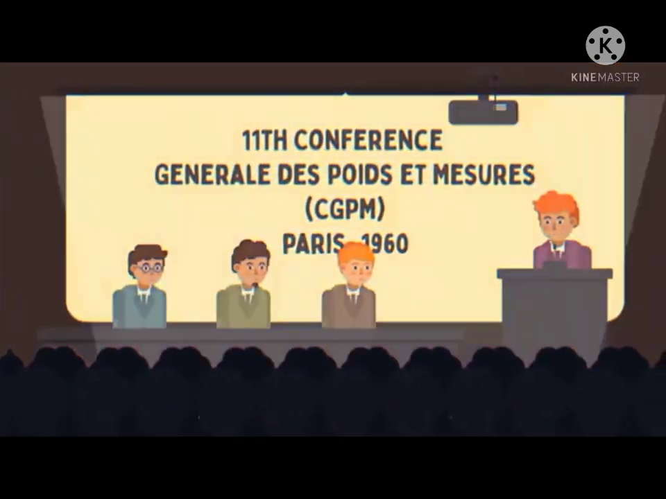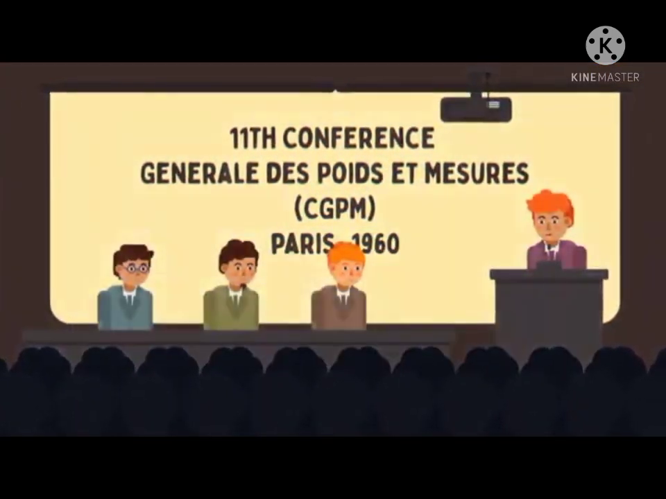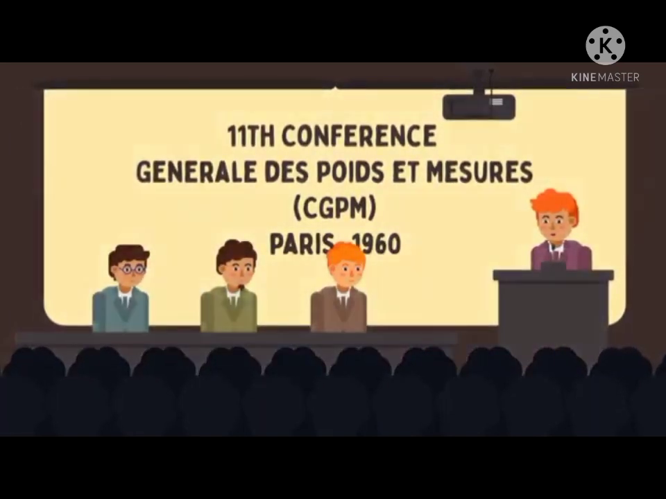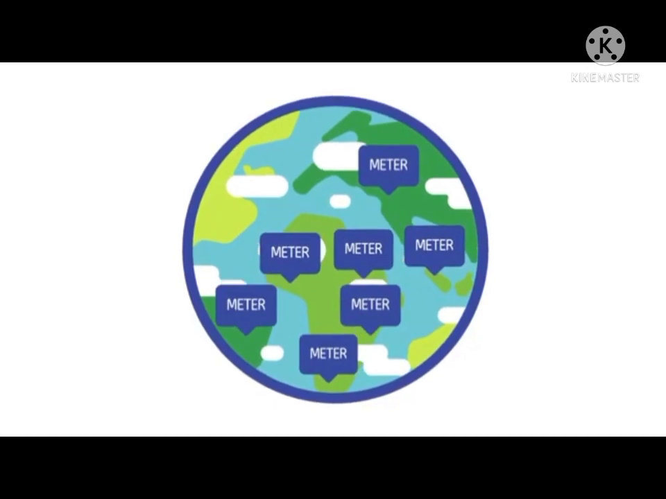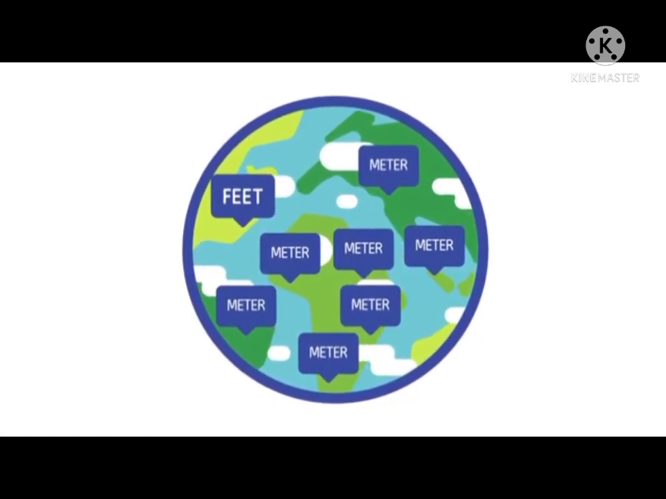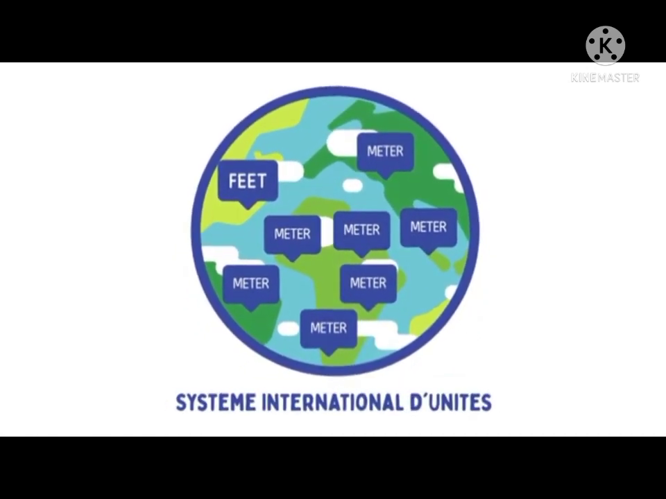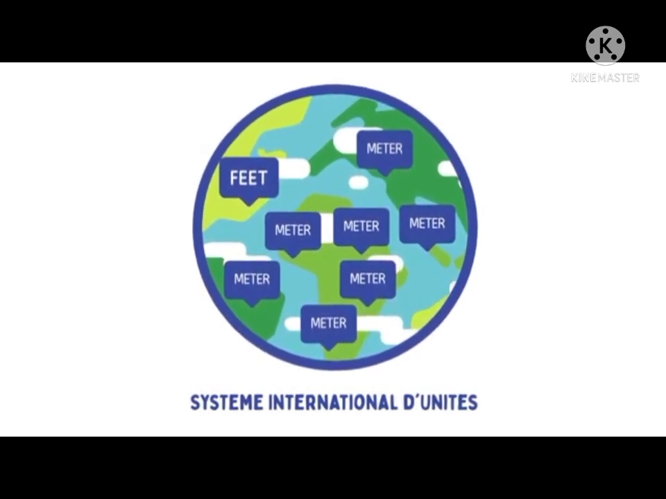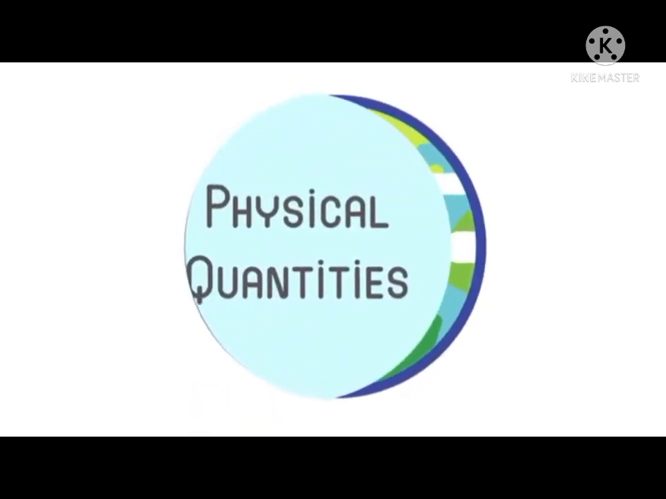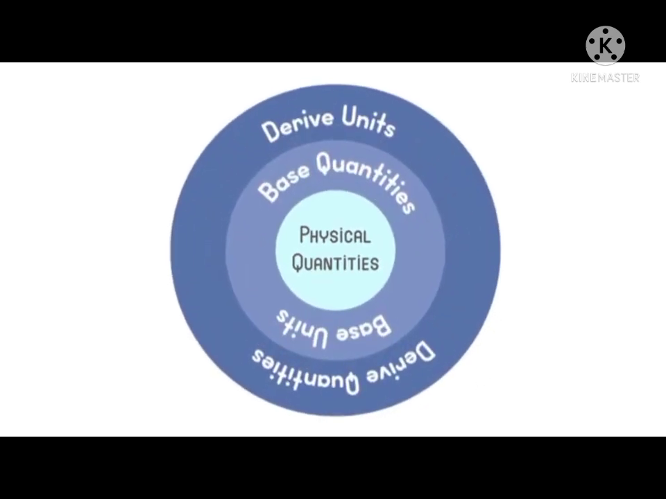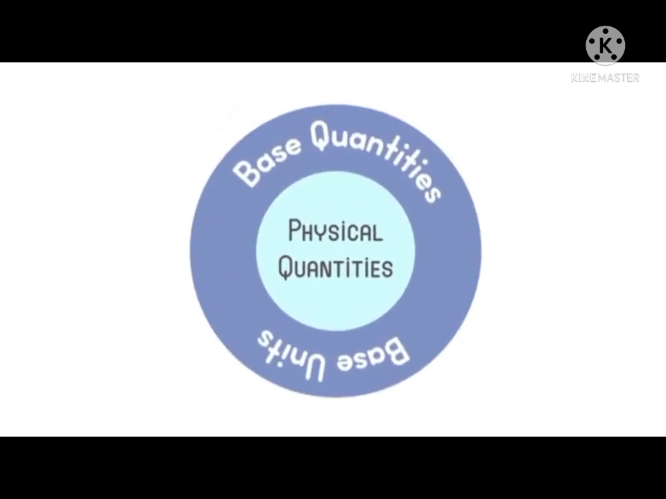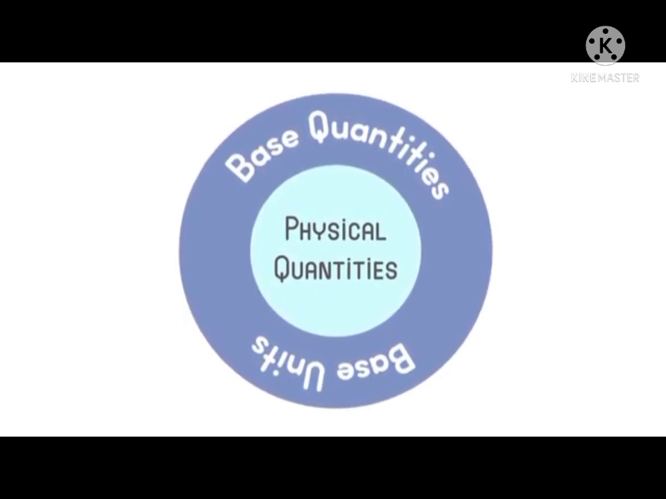In this context, during the 11th General Conference on Weights and Measures held in Paris in 1960, a universal international system of units was accepted. This system is commonly referred to as SI, System International. Now, coming back to the base and derived quantities, we have understood about these quantities. Now, we will have a look at the units in which these are measured.